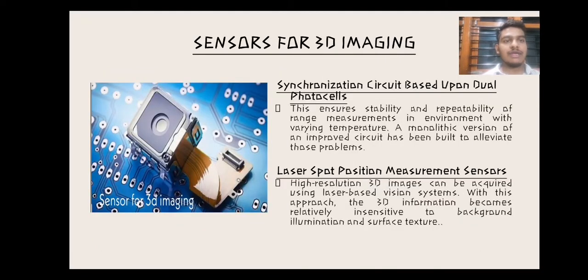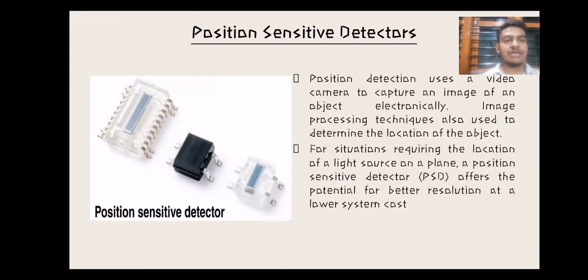Sensors for 3D imaging. This diagram shows the sensor synchronization circuit based upon dual photocells. This induces stability and repeatability of range measurements in environments with varying temperature. A monolithic version of an improved circuit has been built to alleviate those problems. Laser spot position measurement sensors: high resolution 3D images can be acquired using laser based vision systems. With this approach, the 3D information becomes relatively insensitive to the background illumination and surface texture.